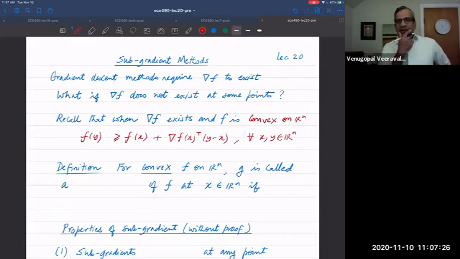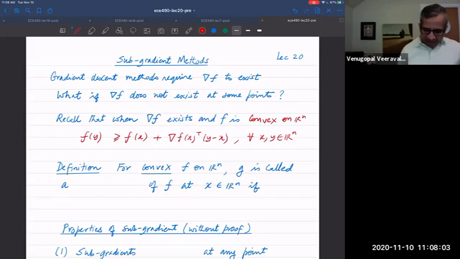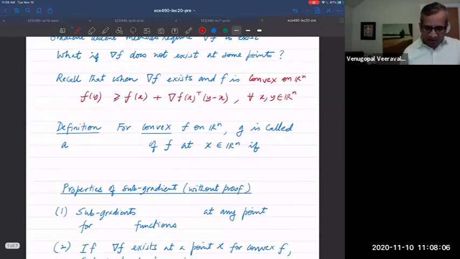Okay, so we're going to use this property of convex functions to define something called a subgradient. Subgradients can only be defined at all points for convex functions. Of course, if the function is concave, we just take the negative and you get a convex function, and you can again define subgradients. But if it's neither convex nor concave, then you may not have subgradients. So our definition of subgradients will be restricted to convex functions.